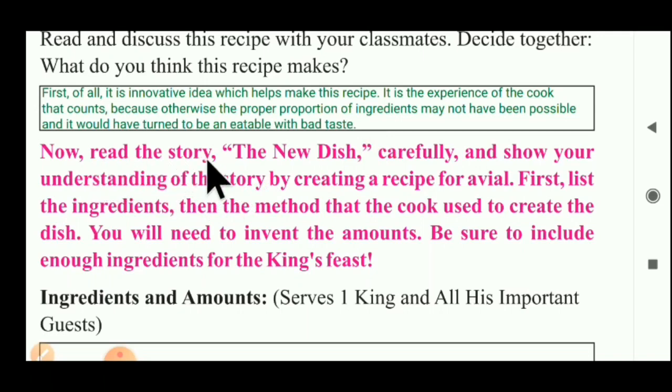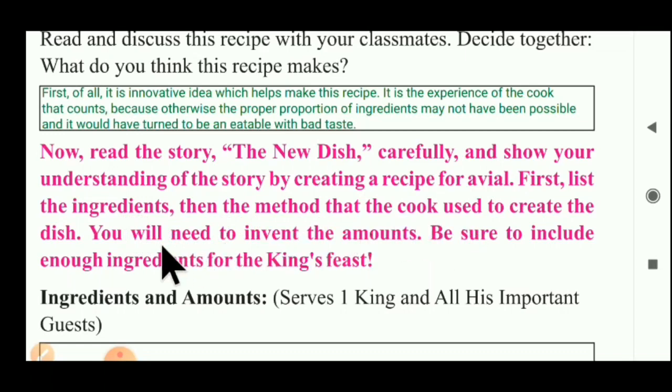Now read the story, The New Dish, carefully and show your understanding of the story by creating a recipe for avial. Read once again The New Dish part 1 and part 2 carefully. Now you have to create the recipe for making avial. First list the ingredients, then the method that the cook used to create the dish. First make a list of the ingredients you require to make avial. Then write the method, how to cook that avial.